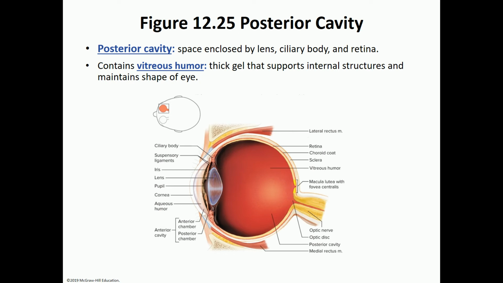For the posterior cavity, anything behind the lens is your posterior cavity. Again, it's full of that gelatinous material known as the vitreous humor. It'll support the internal structure, so it really keeps the shape of the eye. And again, if anything happens to it, that would lead to retinal detachment.